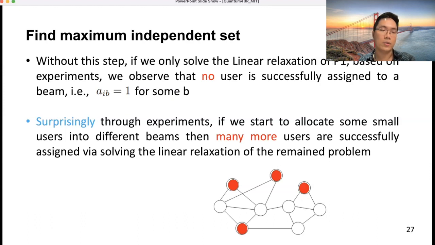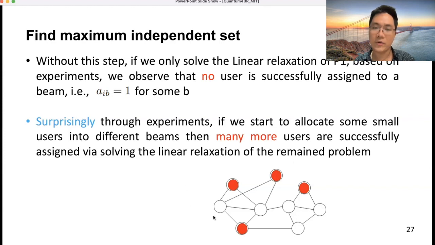In the beginning, we can see that our problem is an integer linear programming problem. If we solve it by solving the linear relaxation of the problem, and the final solution is a binary solution, then we can claim that the solution is also optimal for P1. However, when I do that, I observe that no user is successfully assigned to a beam, equivalent to having a_ib equal to 1 for some b. Surprisingly, if I start by allocating some users to different beams, then many more users are successfully assigned by solving the linear relaxation of the remaining problem.